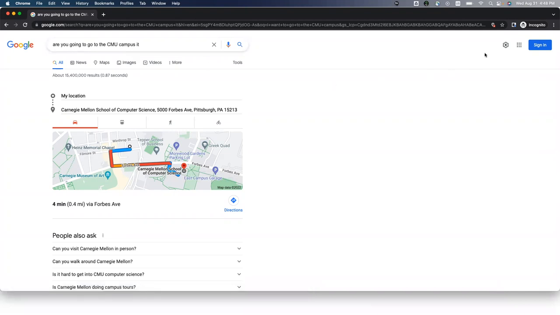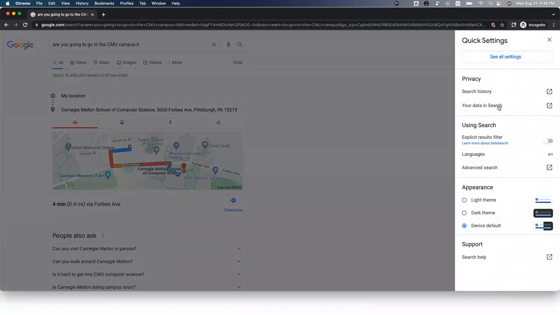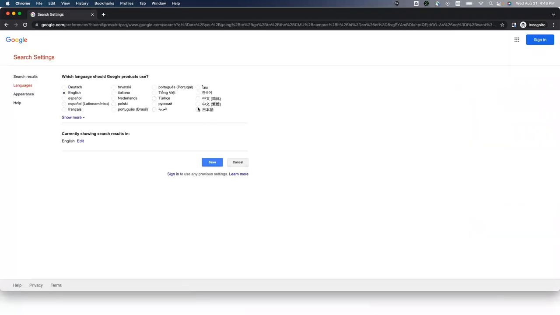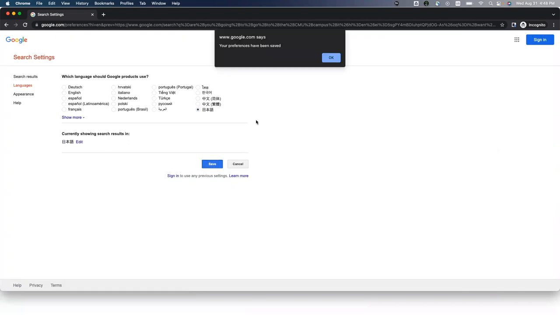Okay, let's do the other example. Language. I will change it to Japanese.